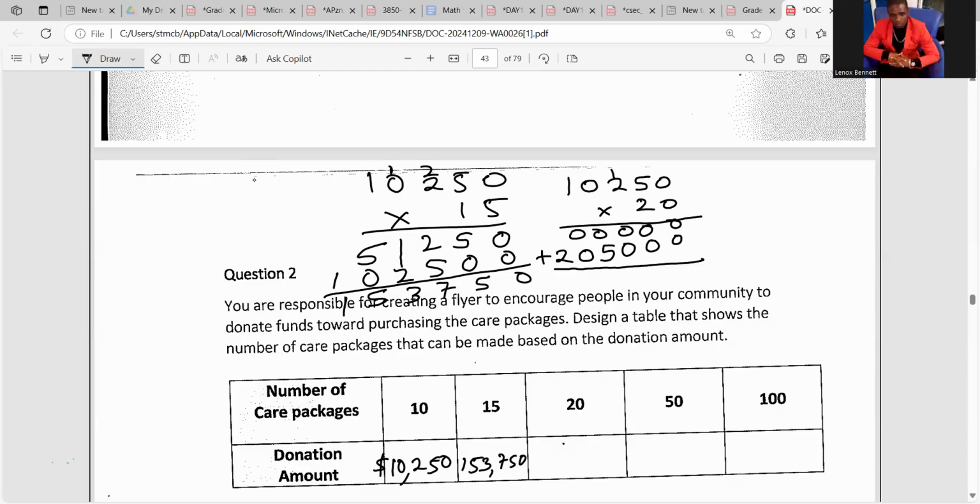0 plus 0 is 0. 0 plus 0 is 0. 0 plus 0 is 0. 0 plus 5 is 5. 0 plus 0 is 0. And 2 plus nothing is 2. Yes.